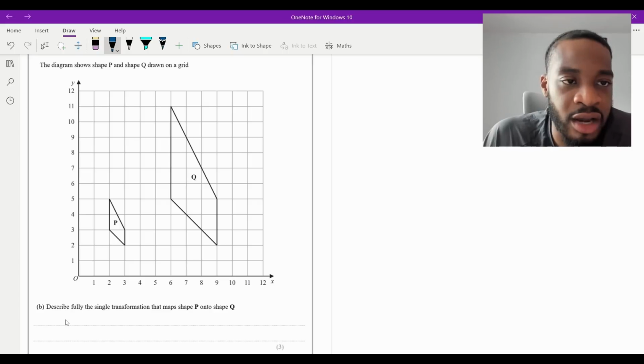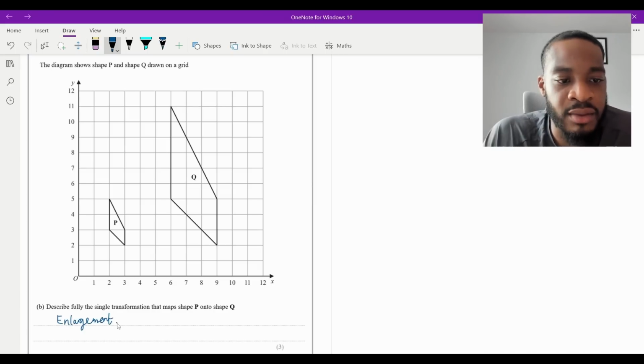So firstly, I'm going to just write enlargement, because that is the type of transformation. That will give me 1 mark. Secondly, the scale factor. How much has it been enlarged by? Well, this side here is 2 units long. This corresponding side on the bigger shape is 6 units long. So it's gone from a 2 to a 6, so we're multiplying by 3, isn't it?